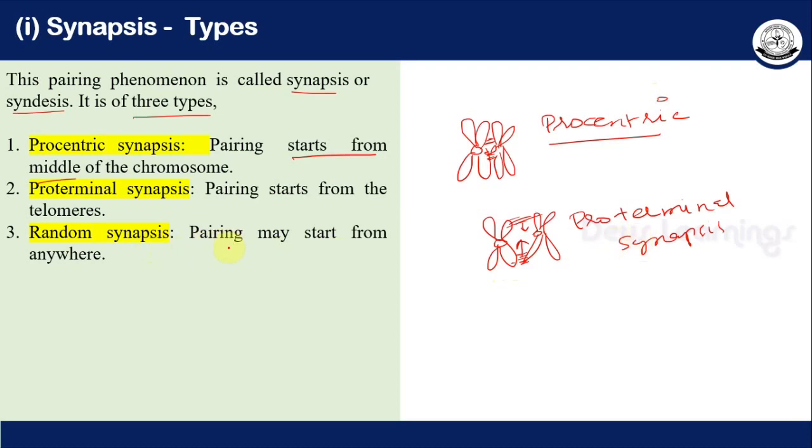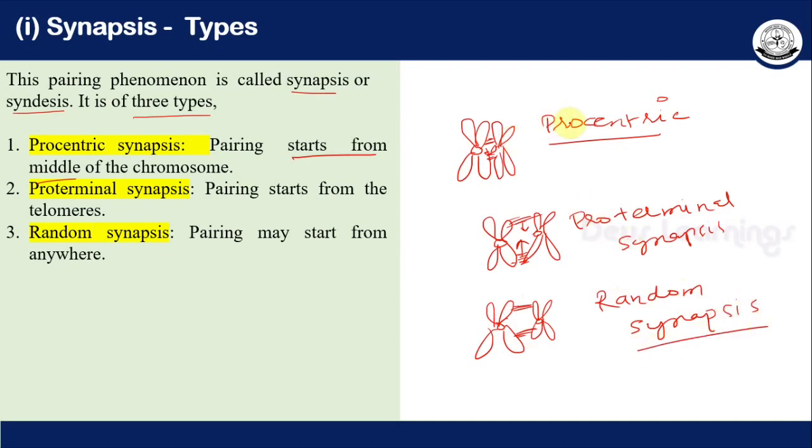And if it's random, means no particular pattern: some start from the center, some start from the telomere, some start here, some start there, then we call them random synapsis. So remember procentric means center, pro-terminal means terminal end part, and random, you already know, if it starts from anywhere, this is random.